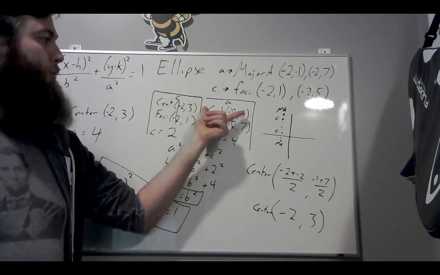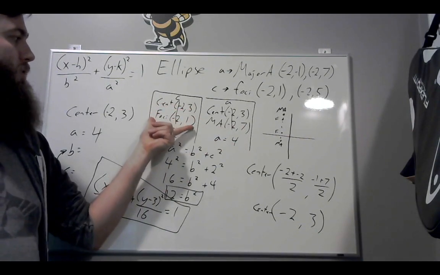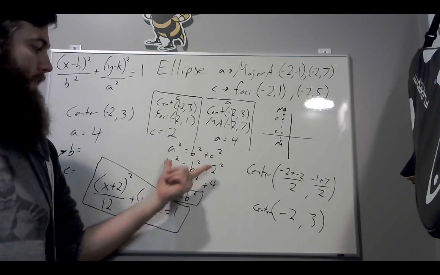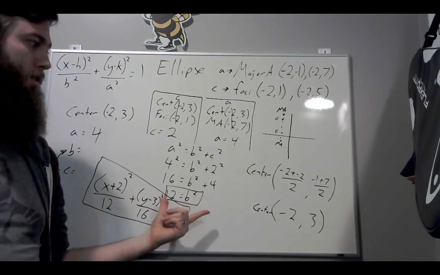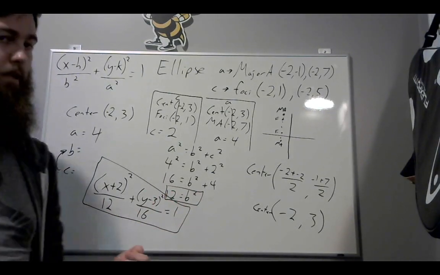So the distance between the center and the major axis gives you A. The distance between the center and the focus gives you C. We then used that nice Pythagorean identity to help us find what B squared was. We didn't try to simplify it, we just then put B squared into the equation.